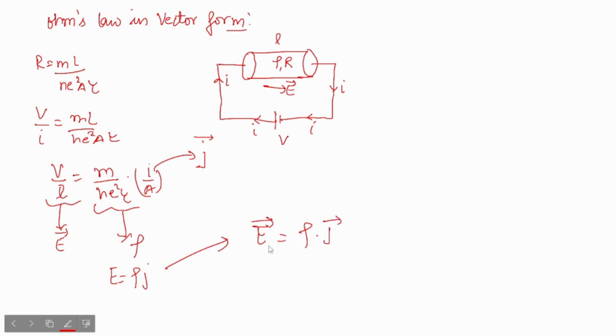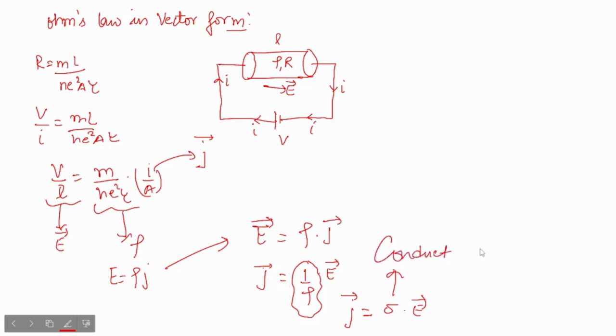Which means vector J is equal to 1 by rho into vector E. This is sigma. From here vector J will be sigma into vector E. Sigma is 1 by rho, meaning conductivity. This is conductivity.